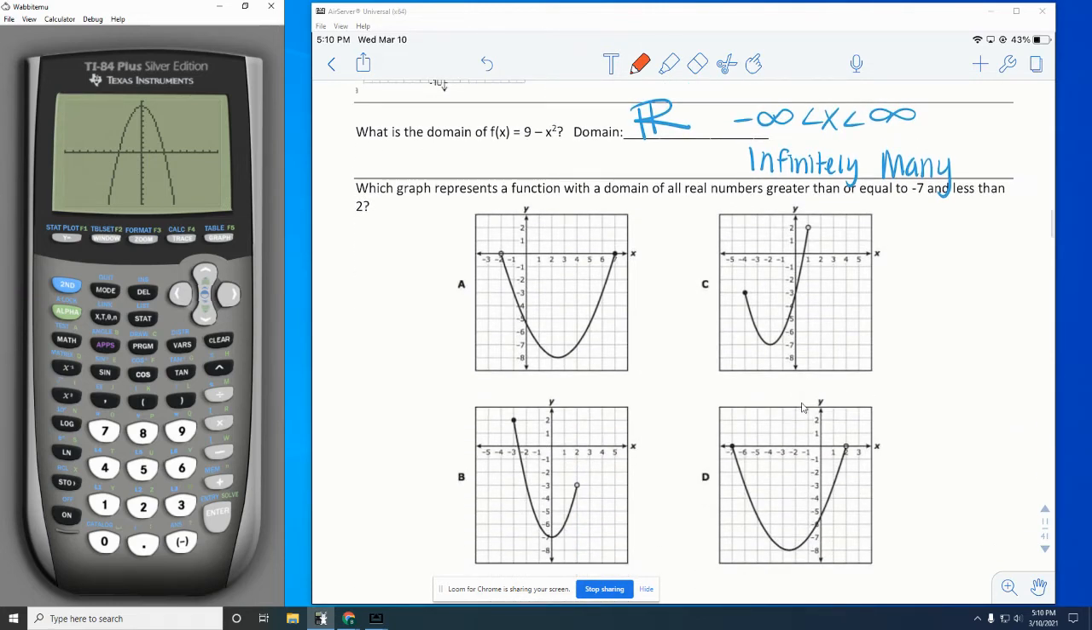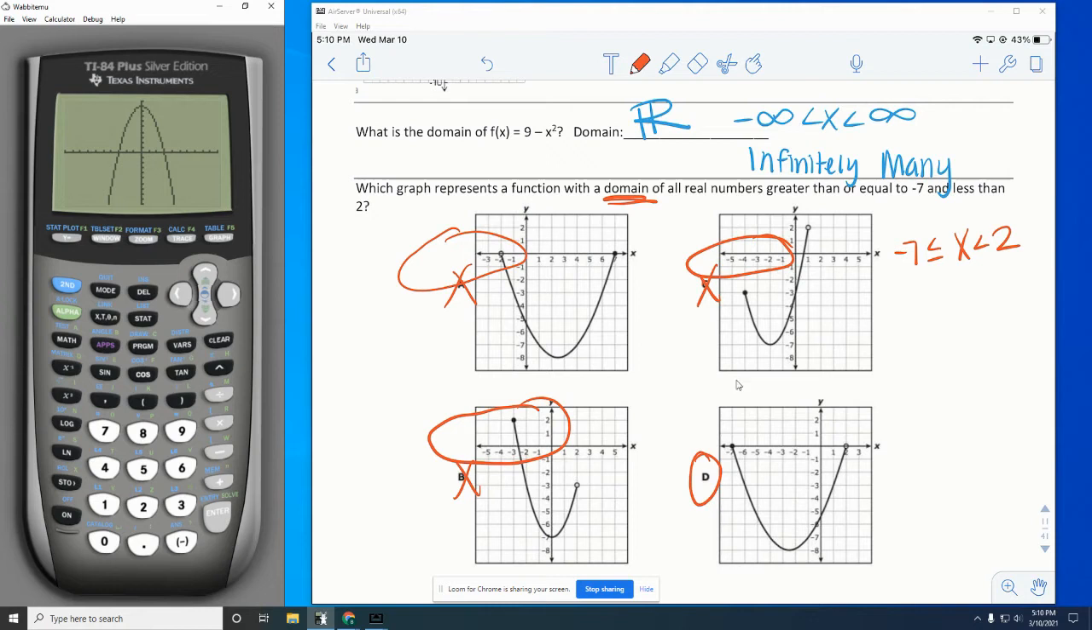The next question: which graph represents a function with a domain, so we're looking at x's, of all real numbers greater than or equal to -7 and less than 2. So greater than or equal to -7, but less than 2. So my x's all the way out to -7. Nope, A doesn't even get out to -7. B doesn't even get out to -7. C doesn't even get out to -7. D is the only one that goes all the way out to -7.